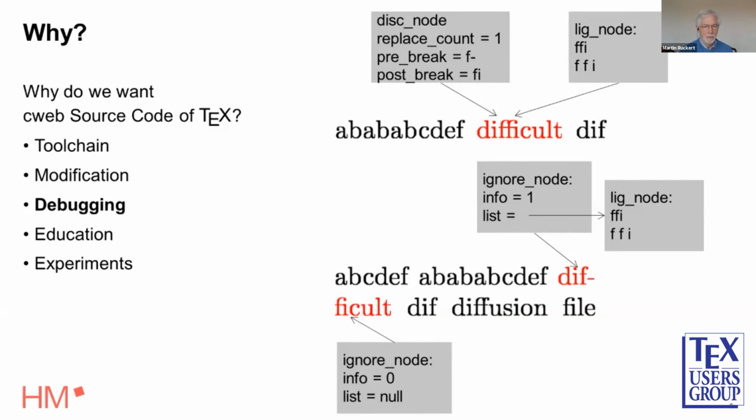An ignore node with info equal to 1 is added at the beginning of the pre-break list, and instead of deleting the FFI ligature, it is retained in the ignore node. And another ignore node with info equal to 0 is added at the end of the post-break list. When the search algorithm finds the first ignore node, it can use the list with the FFI ligature for matching just as before, and then skip everything until the second ignore node.